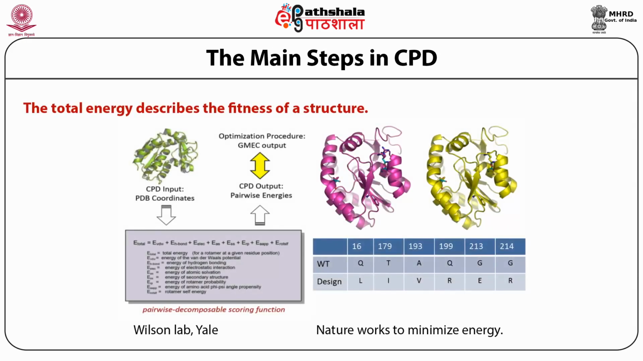The total energy describes the fitness of the structure of any molecule in nature. In computational protein design, first you need the protein coordinates, which you can download from the Protein Data Bank, and you do different computational calculations. For example, you use terms like van der Waals, hydrogen bonding, hydrophobic and electrostatic interactions. From that you get some output, you synthesize that output as DNA, express it, get the protein, and validate that protein.